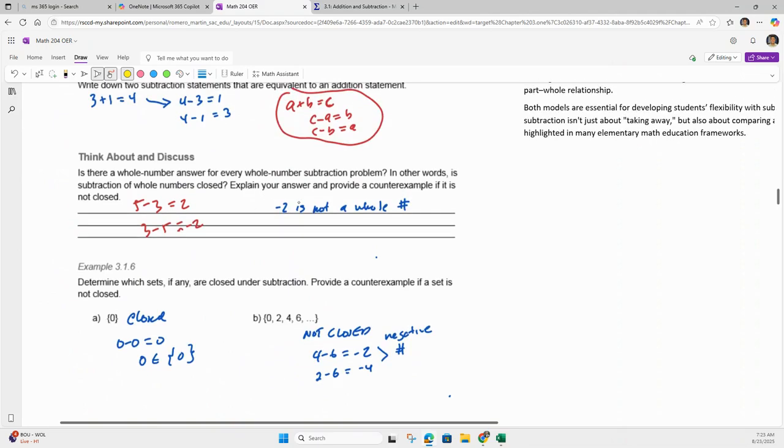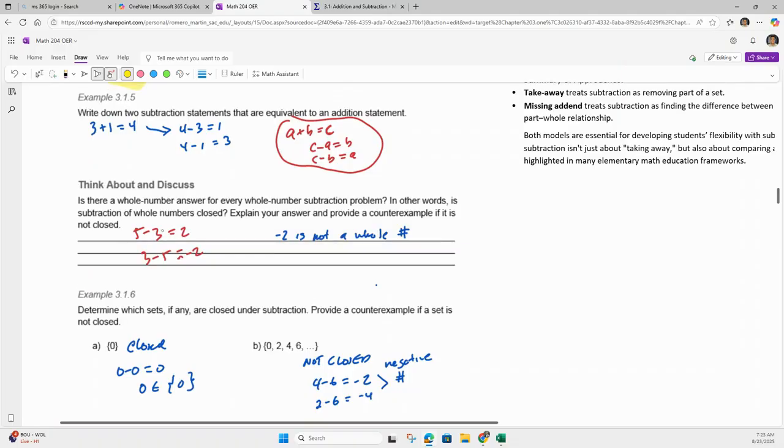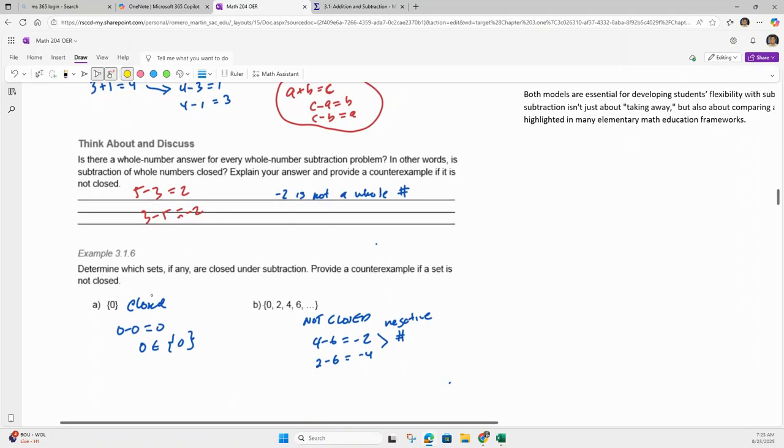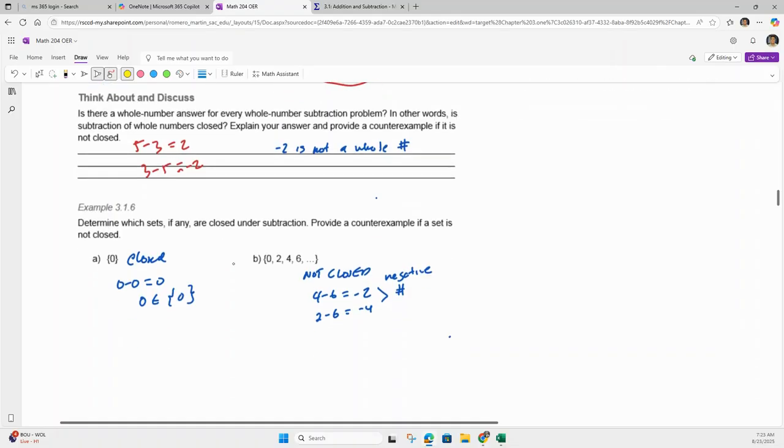Again, thinking about the relationship, and so notice subtraction is not closed for whole numbers, because 5 minus 3 equals 2, but 3 minus 5 equals negative 2. So just because you subtract two whole numbers, the answer is not always a whole number. Which leads us to the last example.